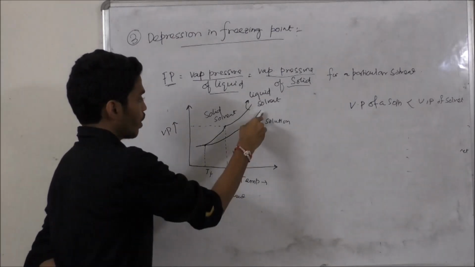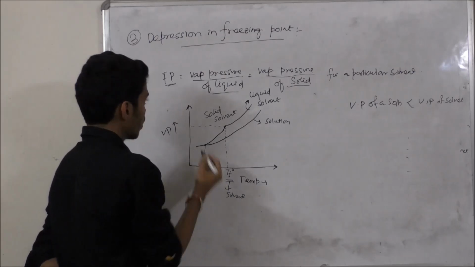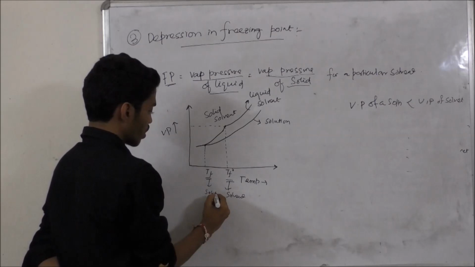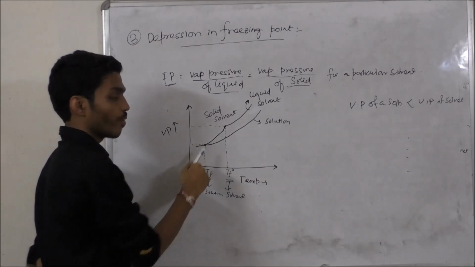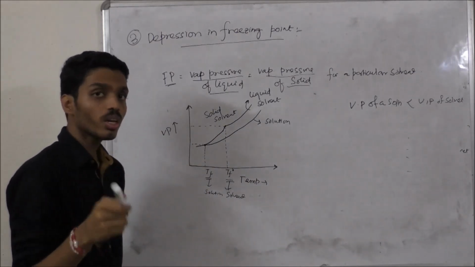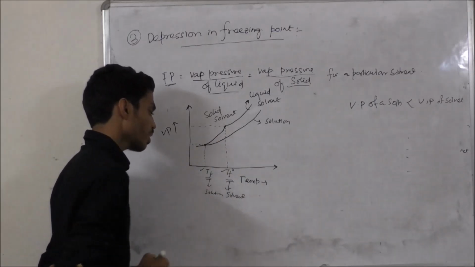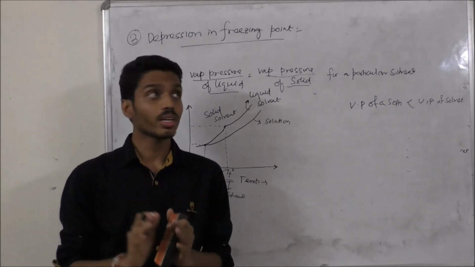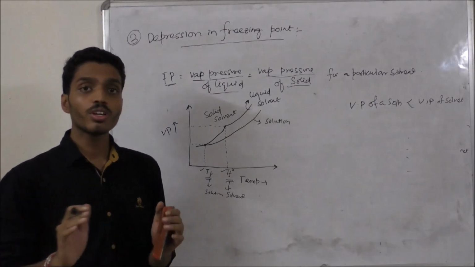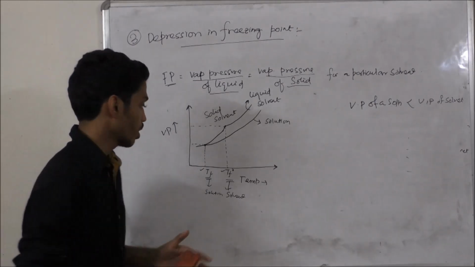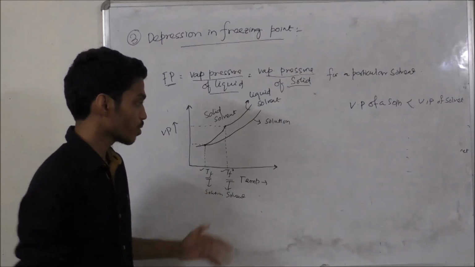And about the solution, when we decrease the temperature, at this temperature it freezes. So this is the freezing point for the solution, because at this point the vapor pressure of the solid solvent and the vapor pressure of the solution are equal. So this is the freezing point for the solution and this is the freezing point for the solvent. Okay, now what is depression in freezing point? Depression in freezing point is the difference in temperature between the freezing point of the solution and the freezing point of the solvent.